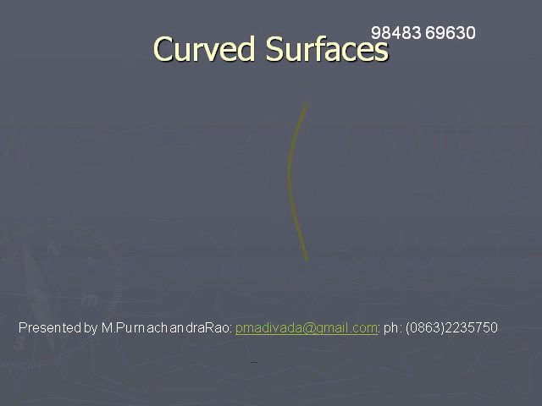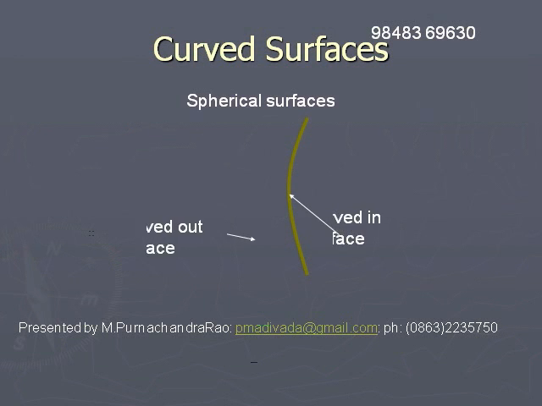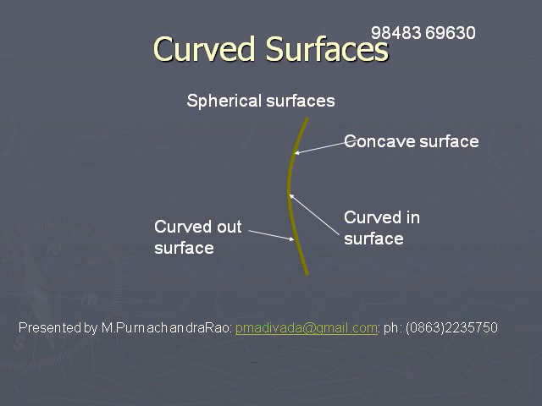Curved mirrors. If you take a spoon, one surface is curved in, the other surface is curved out. The surface which is curved out is called convex surface. Convex is curved out surface. The other surface is curved in. It is called concave surface. Whenever we consider a curved mirror, it will have a convex surface and a concave surface. The curved in portion is concave and curved out portion is convex.